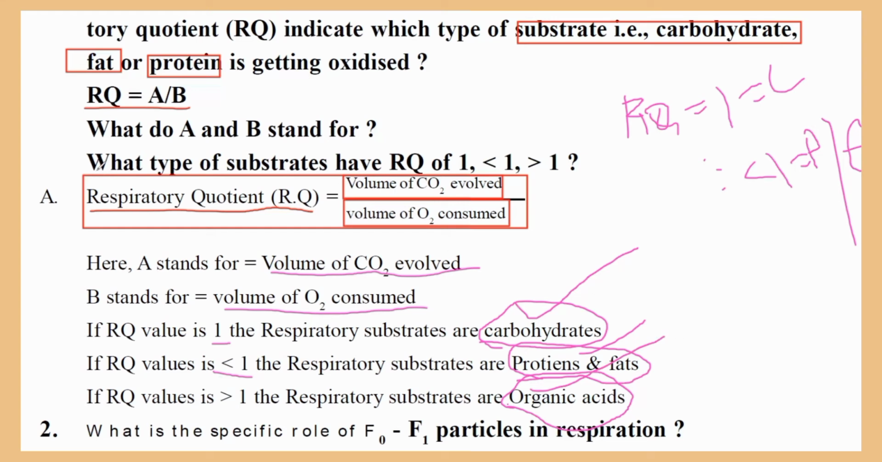This formula you have to remember, very, very important: RQ equals the volume of CO2 evolved, that is production, divided by the volume of oxygen consumed. So this is about the equation regarding the respiratory quotient.